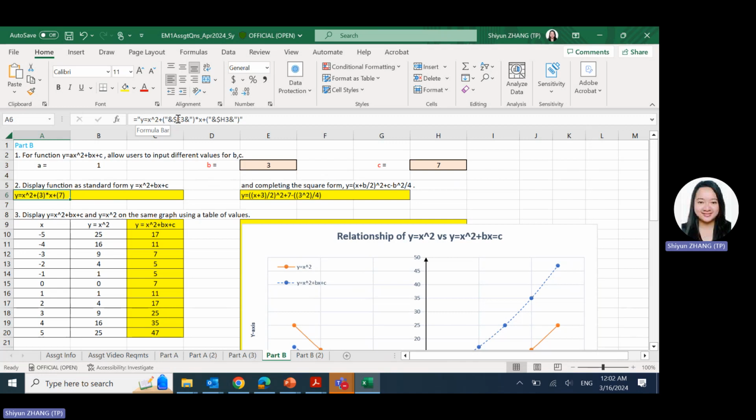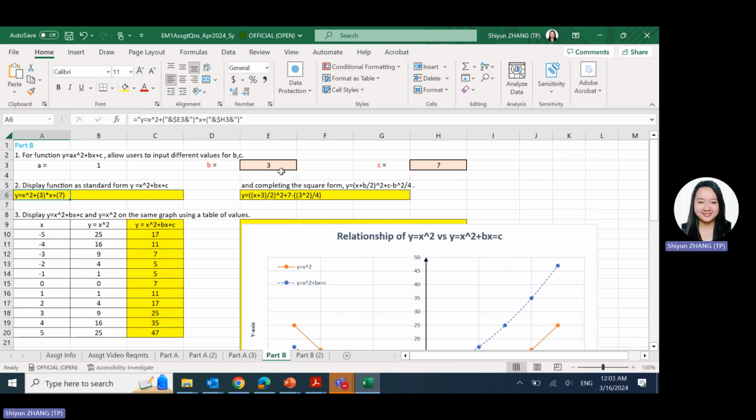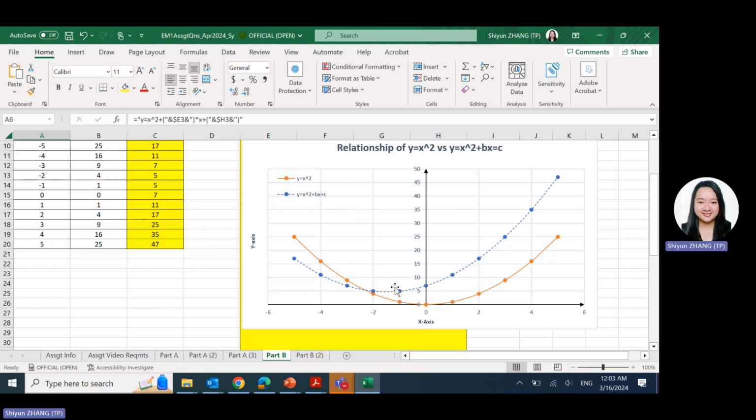Now, I add in an extra, which you see as this dollar sign here, because I want to fix or make this point absolute. Sometimes, as you scroll down, the cell will change accordingly also. So I want to fix this, and therefore I use this dollar sign. I do this for both completing the square as well as the standard form. The next thing is that I need to plot these two graphs. This is the graph that I have now, because y equals x squared is fixed, and what is actually changing because of B and C is my blue color graph.